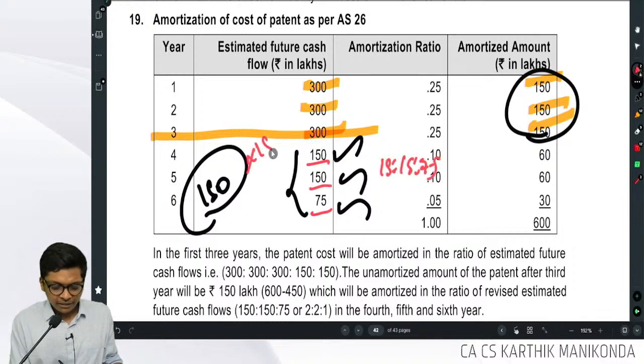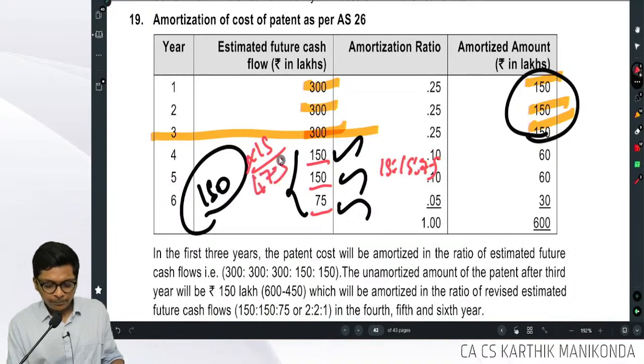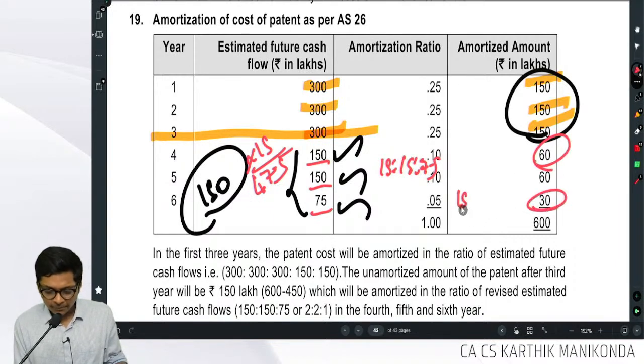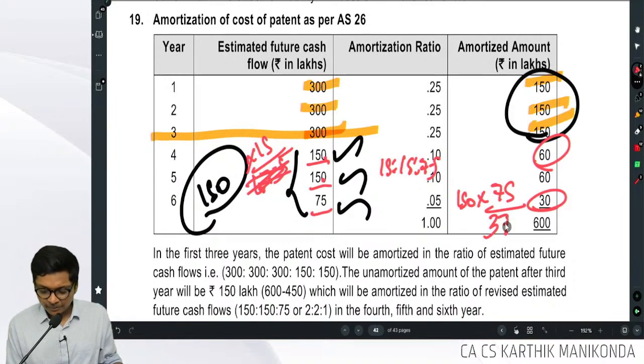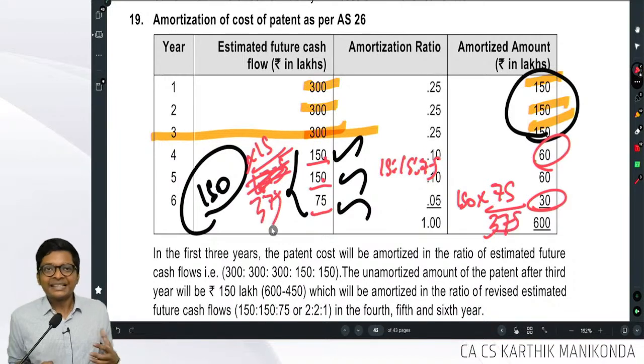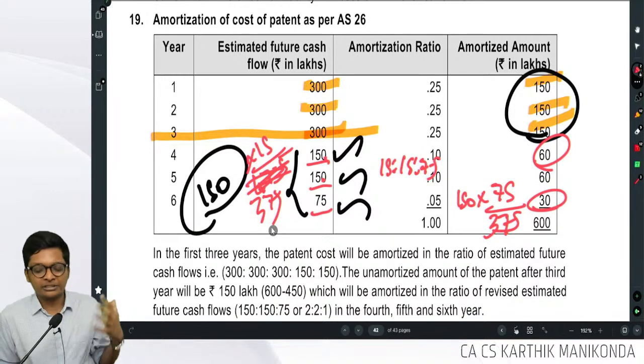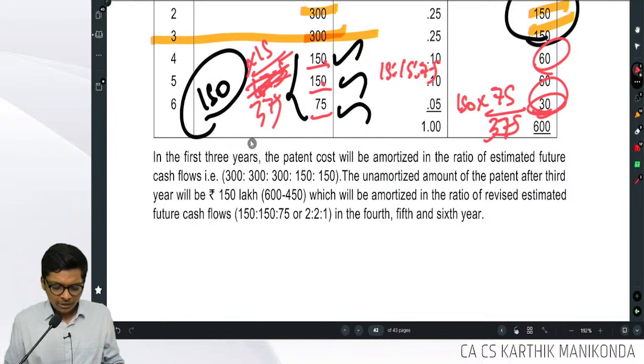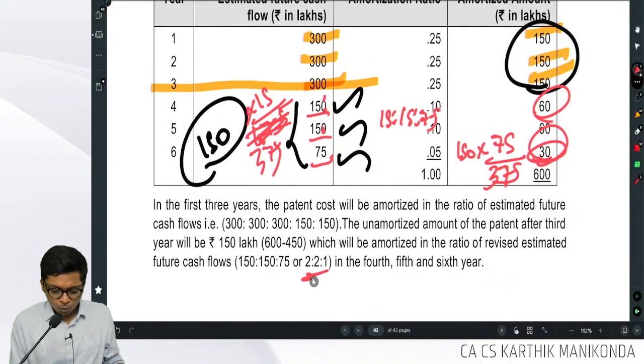So it will be 150 into 15 by 30 plus 7.5, 47.5. So you will get 60. Then this 30, how did it come? 150 into 75 divided by 375. 150, 300, 375 divided by 375 is the base. In the ratio of 150 is to 150 is to 75, so you got 30. Follow, guys. That is 150 is to 150 is to 75, which is 2 is to 2 is to 1.